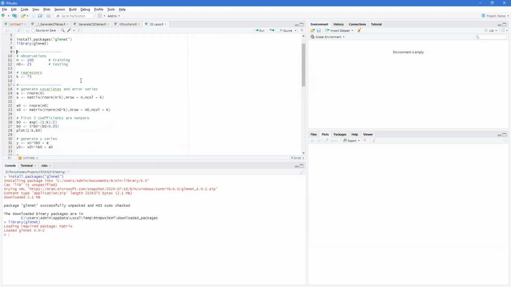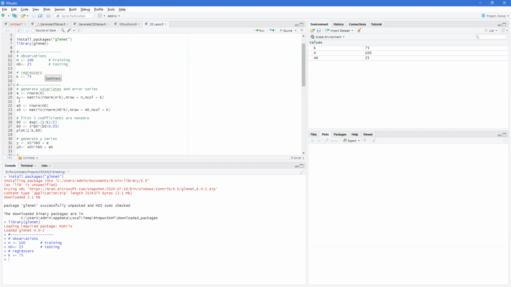Now, for this, we're going to have a training and a testing set in order to show this approach. So we're going to have training using 100 observations and testing using 25 observations. The number of regressors that are available, we're going to say is 75. So we have 75 potential candidates for regressors. Now, with 100 observations, this is going to greatly restrict the number of parameters and the degrees of freedom. So we want to bring this down to a much more reasonable number.